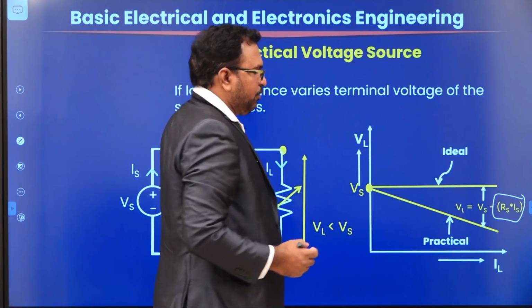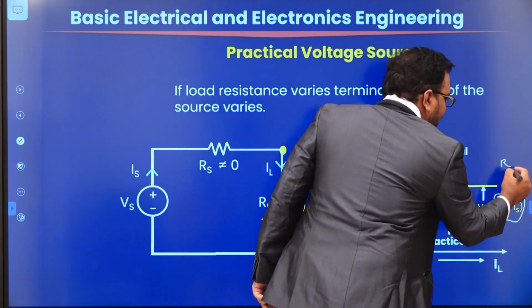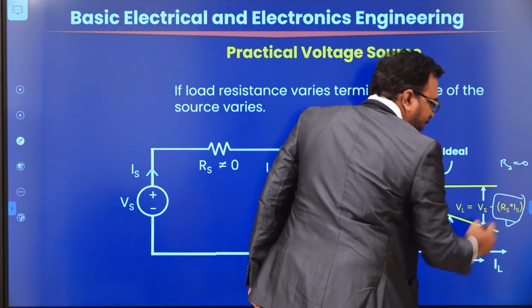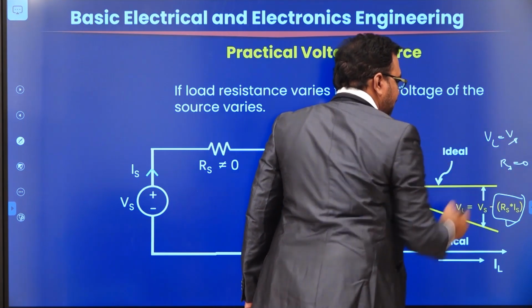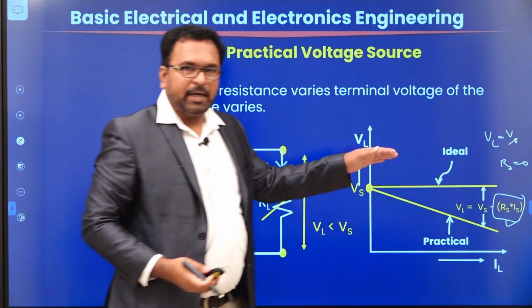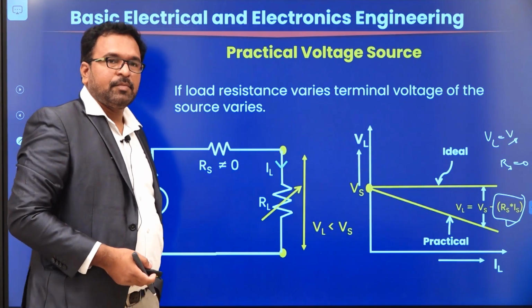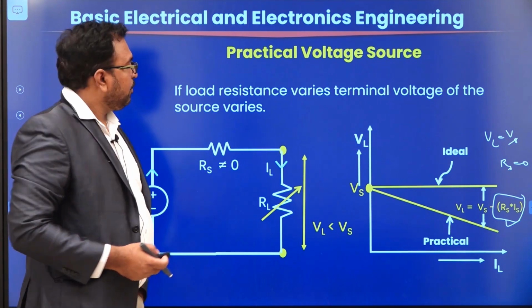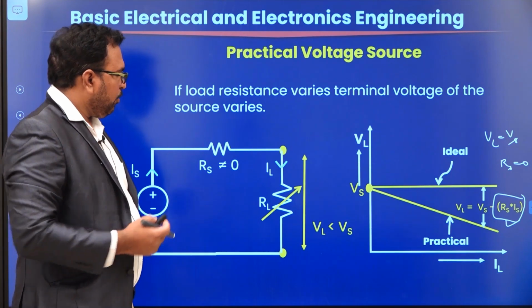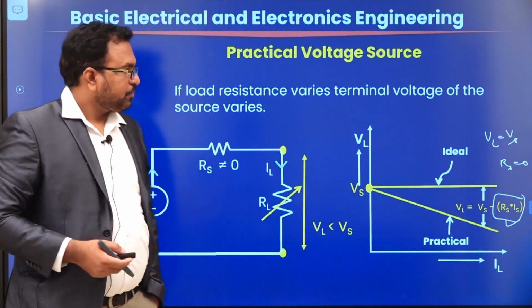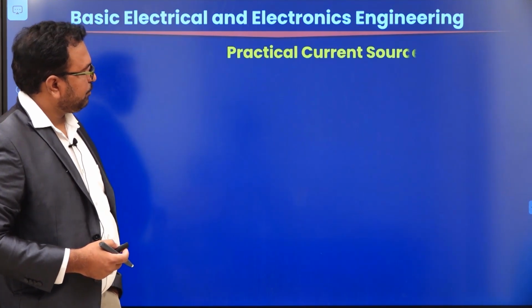If Rs is 0, suppose I make Rs equal to 0 in this expression, then obviously VL is equal to Vs. Then the practical voltage source will behave like an ideal voltage source if Rs is 0. So these are the VI characteristics of the practical voltage source, and I think you already know how this practical voltage source will behave. Now let us discuss the practical current source.